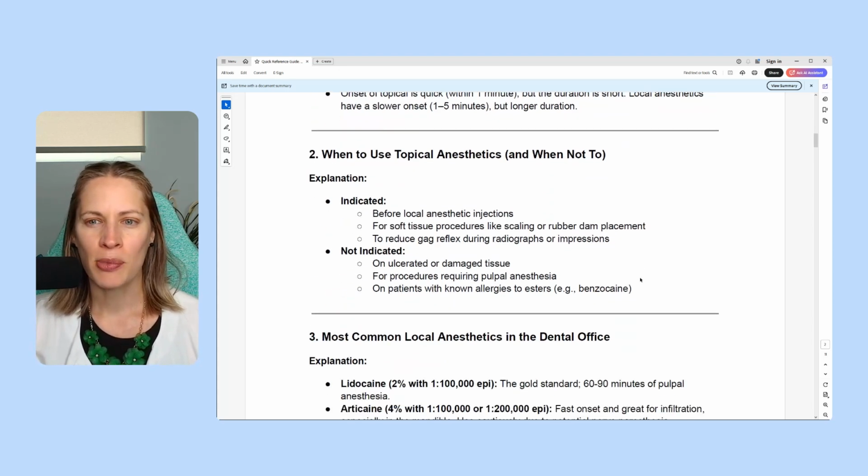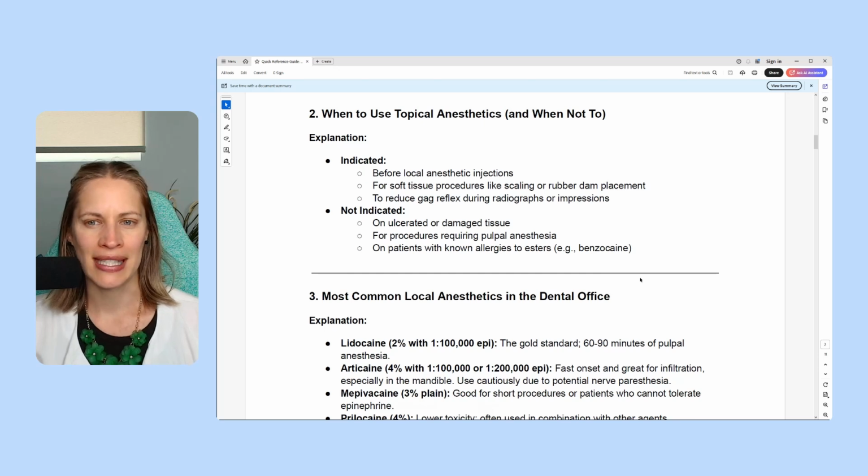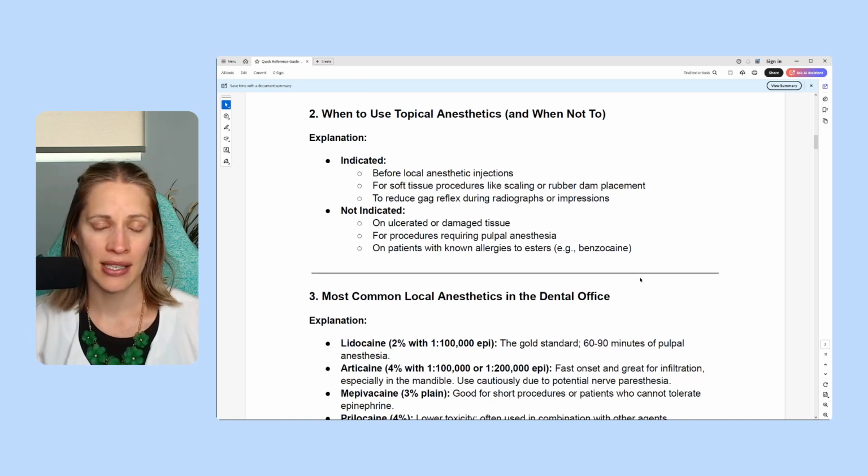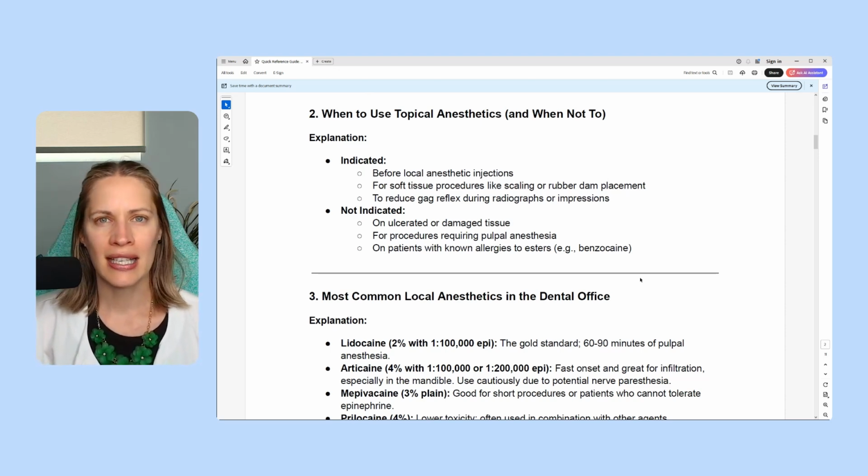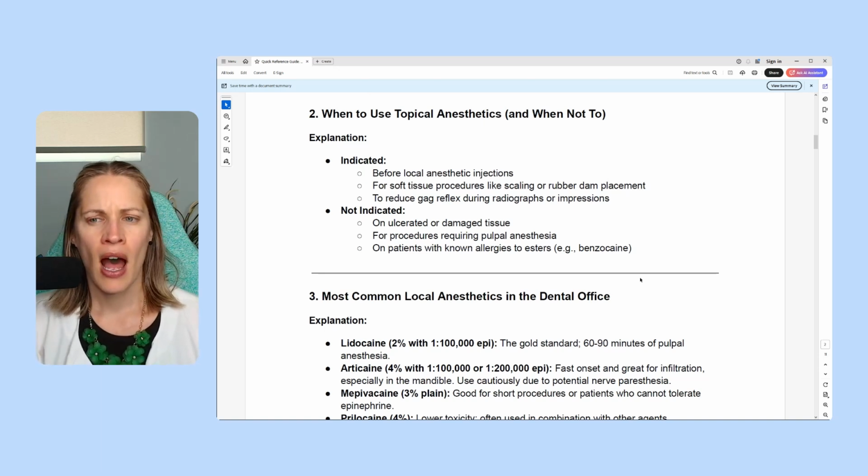Now, going over to number two, when would you use a topical anesthetic and when would you not? I briefly talked about this already, but you would use it any time you are applying a local anesthetic because it helps numb the area and make it less uncomfortable when we're pricking them with a needle. But you could also use it for teeth cleanings. I mentioned the rubber dam. If you're taking impressions or x rays, that might be helpful to reduce the gag reflex, although personally, I haven't found it really worked for me when I tried this, but you can try.